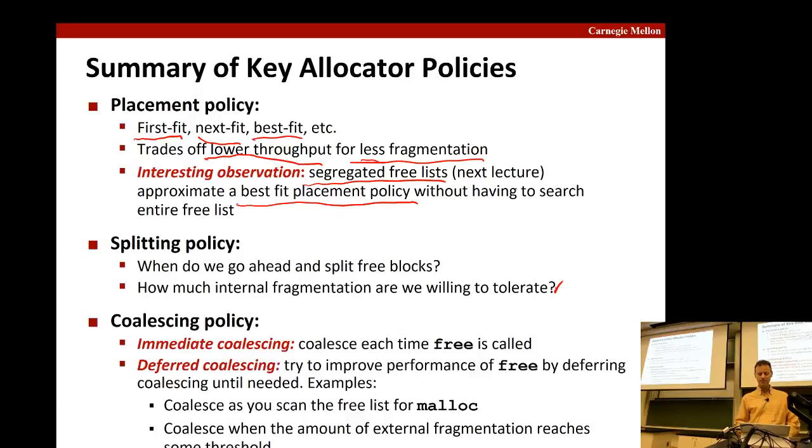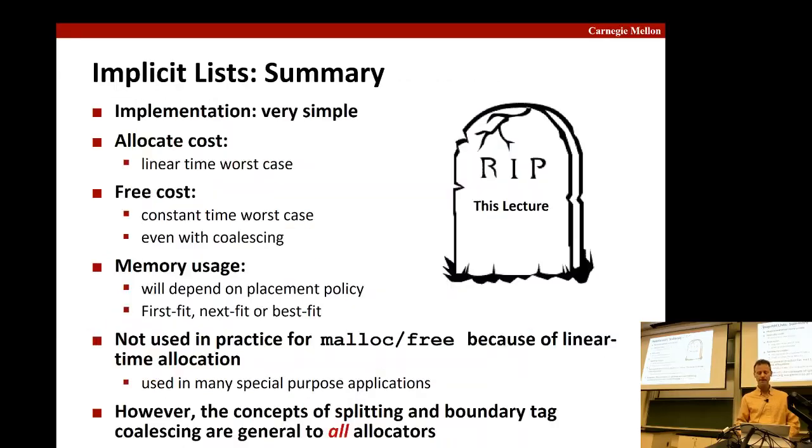And then we talked about coalescing policy, immediate coalescing, which was what I was presenting, which is coalesce each time a free is called. As was in the question, you could also defer coalescing to try to improve the performance of free. For instance, you can coalesce as you scan the free list for malloc. So as you're going forward, you can do the coalescing. Or you can coalesce when the amount of external fragmentation reaches some threshold. So there's different options there. But again, generally, I think malloc is more on the critical path than free. So you tend to want to do it immediately.